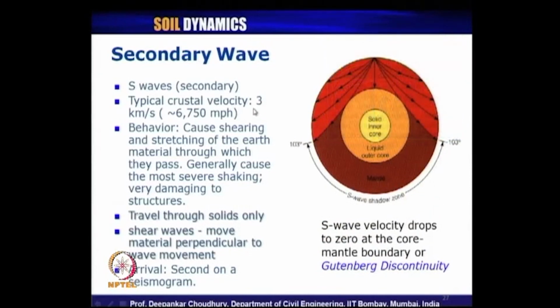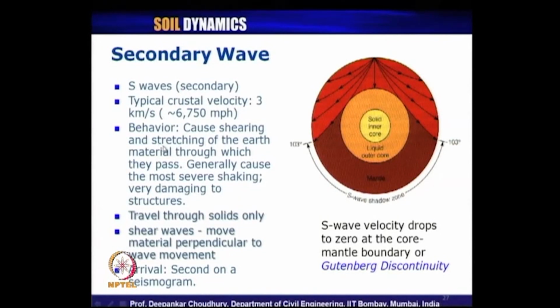Now, coming to the typical characteristics of the secondary wave: the S wave has a typical crustal velocity of about 3 km per second, which is just half of the primary wave velocity. The primary wave has a crustal velocity of about 6 km per second, and the S wave has 3 km per second. What is the behavior of the S wave when it travels through a medium?